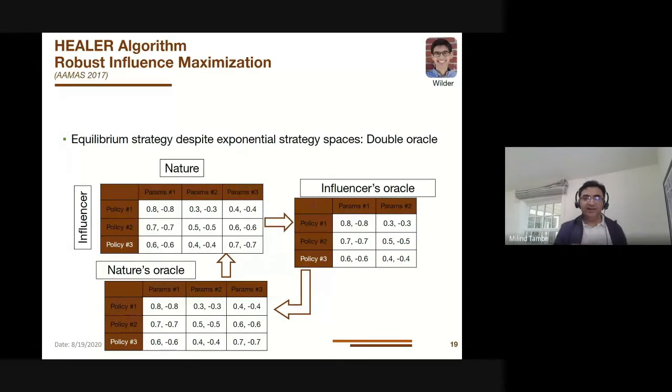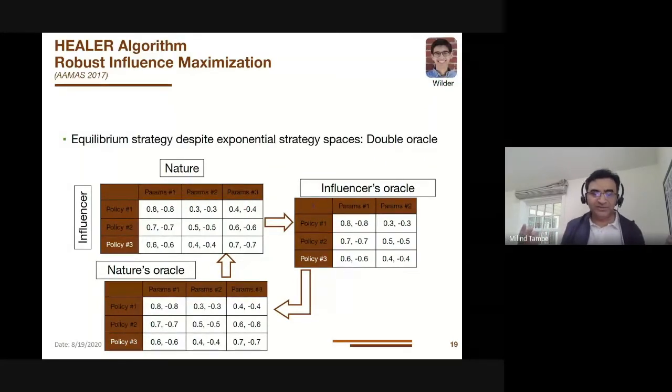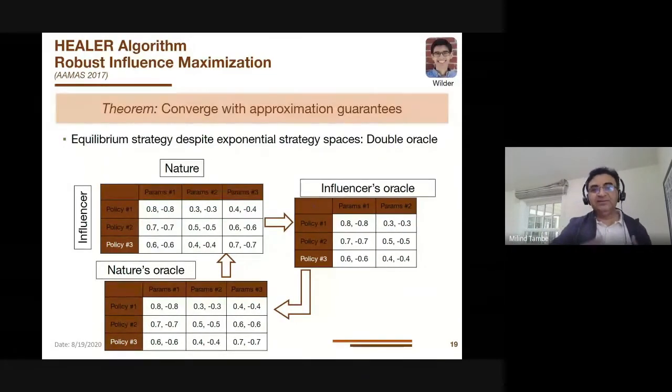And the basic idea here is that you can converge to a strategy for the influencer, which you can arrive at without expanding the full game. So the game may have trillions of strategies for the influencer and nature, but you can solve it by expanding maybe 100 strategies on each side, or maybe even 20 strategies on each side. And so we can prove that this algorithm converges with approximation guarantees. So this is one way in which we can arrive at a robust strategy.